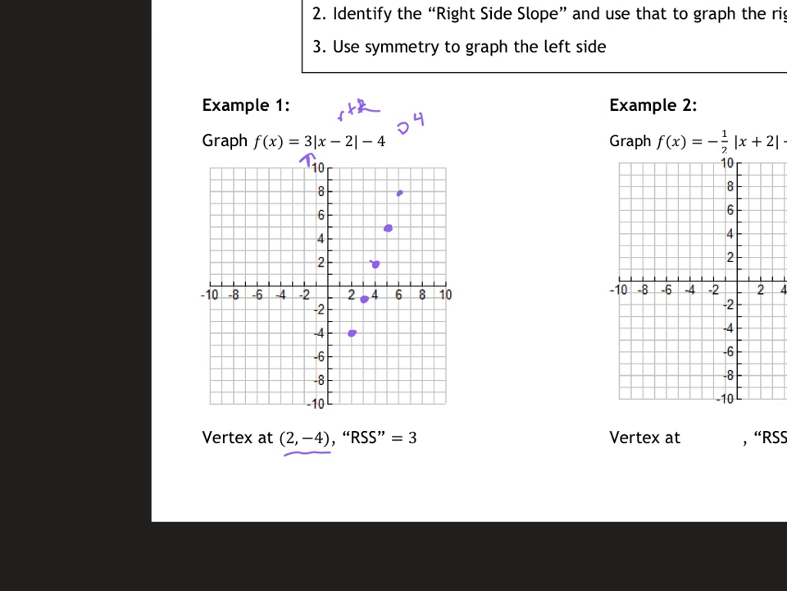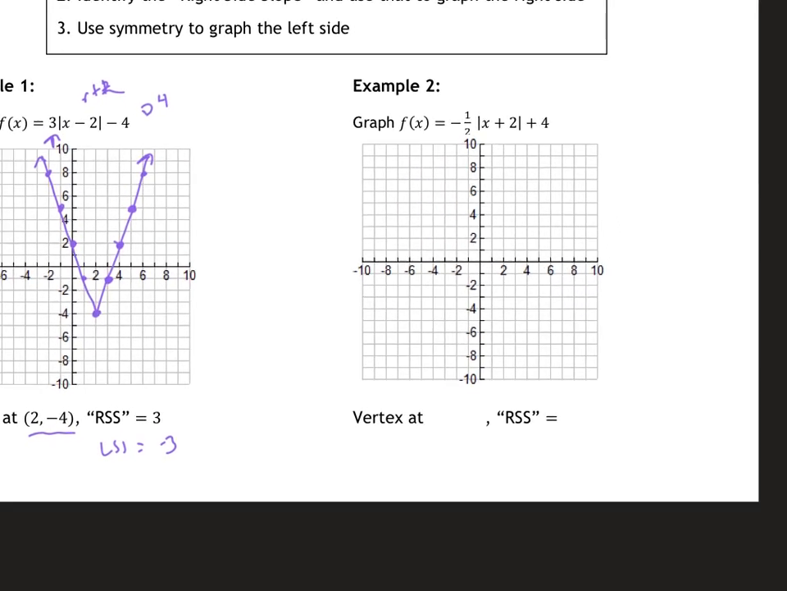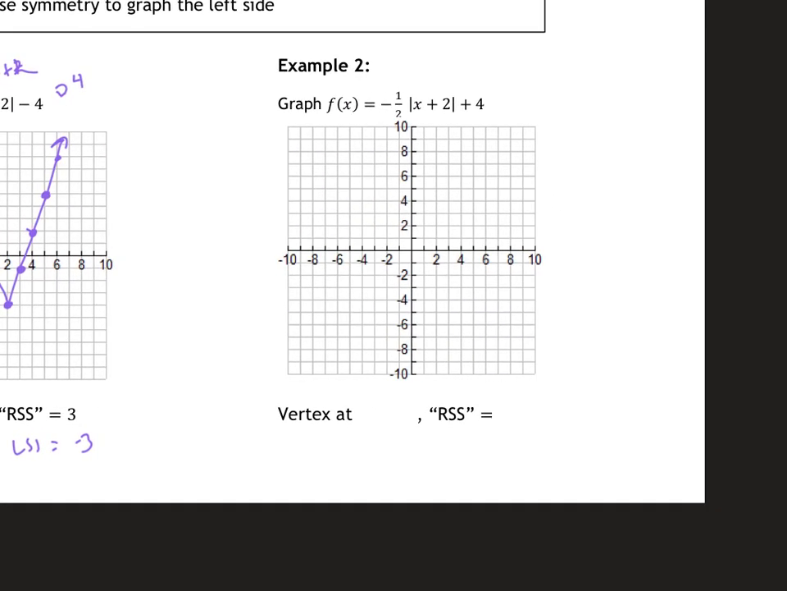And then to get the left side, we're just going to do the opposite. So the left side slope is going to be the opposite, so -3. So I'm going to go up 3, left 1, up 3, left 1, up 3, left 1. And you've got your absolute value V. And we're good to go. All right, let's look at another one. These are pretty straightforward. I like these a lot.